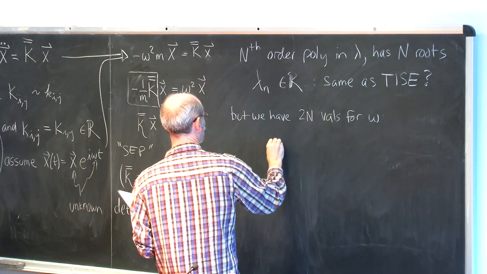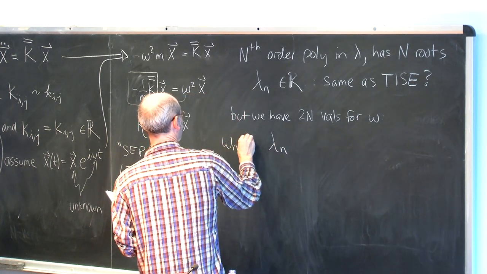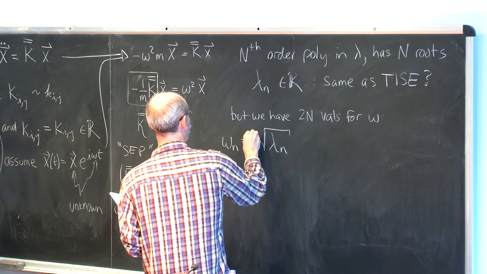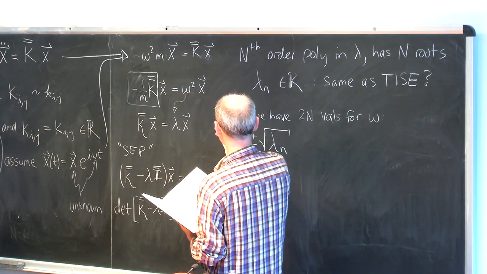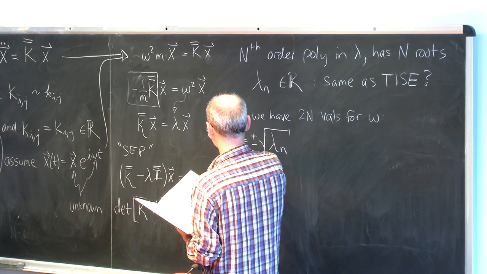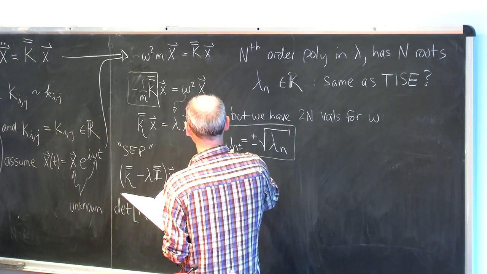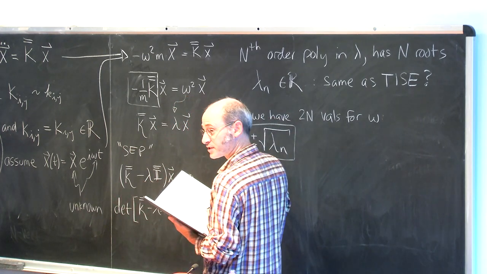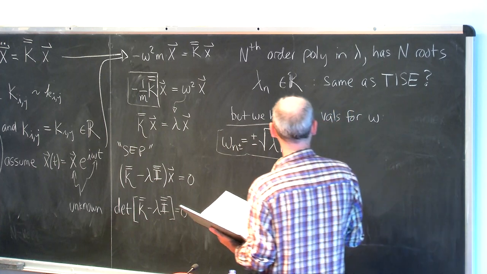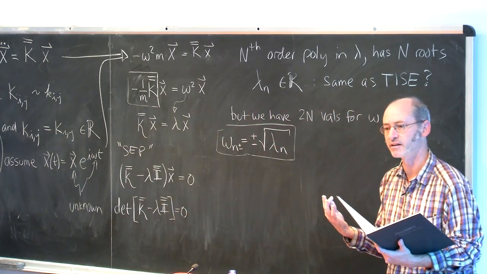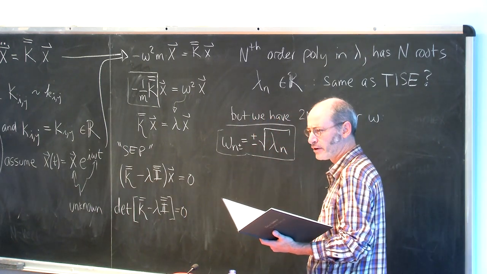And that's because for each lambda n, there are definitely capital N of those, and omega n can be either plus square root or negative square root. So we should distinguish our eigenvalues, we should label our eigenvalues in the following way. There are capital N values of little n, but there's a positive and negative version of each of those. Okay? So we actually have 2N eigenfrequencies rather than the N eigenvalues in quantum mechanics. Does this matter? Maybe not.